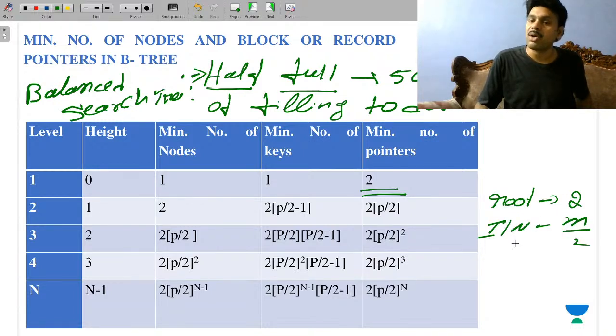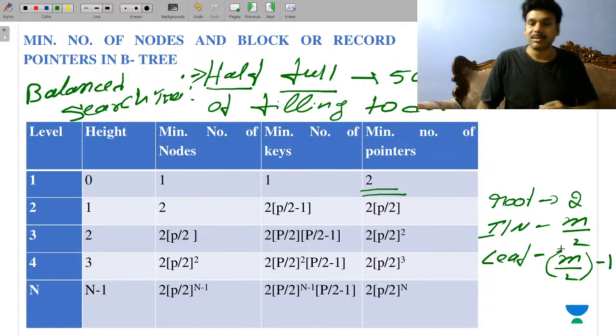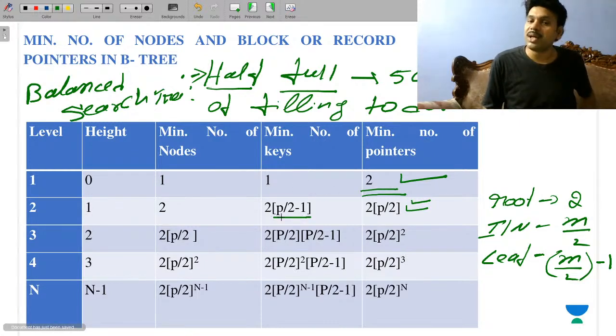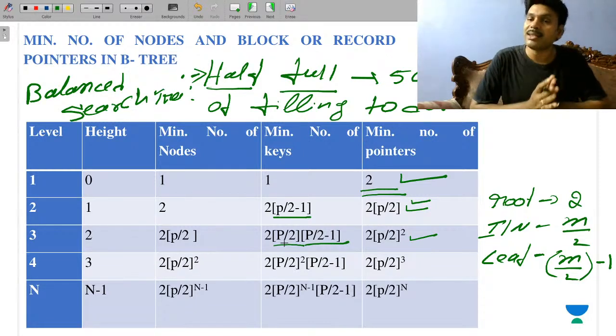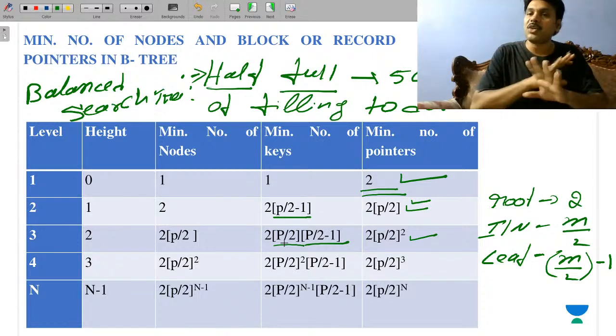M is nothing but order. And a leaf node is supposed to maintain m by 2 minus 1 keys. These points are already given earlier; the same is there here. So level 1 has a minimum of 2 pointers. An internal node has a minimum of m by 2 pointers and m by 2 minus 1 keys. Again, m by 2 square, m by 2 into m by 2 minus 1. You need to maintain a minimum like this. Otherwise it's not a B tree or B plus tree.